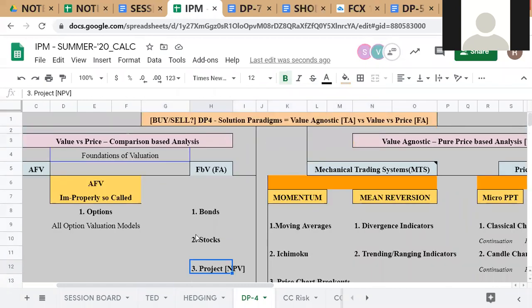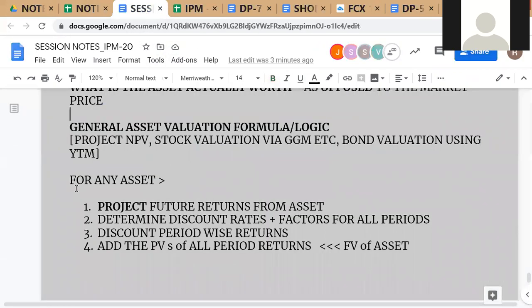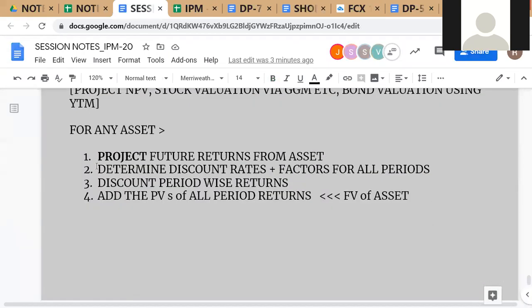But this finance and not finance is actually a question of whether to buy or sell. So I'll show you later why accepting the project is the same as buying the project, and rejecting the project is the same as selling the project. Okay, it's the same thing. I'll explain to you later on. But this is where we are on this. This is basically the framework. So let's try to understand what is the price versus fair value framework.